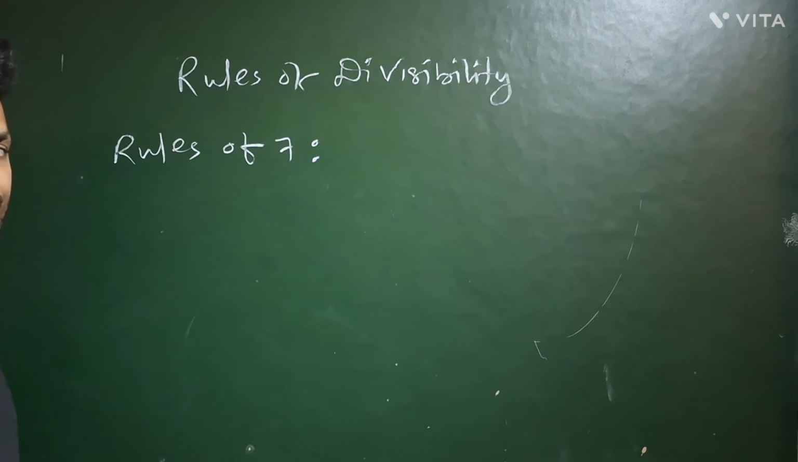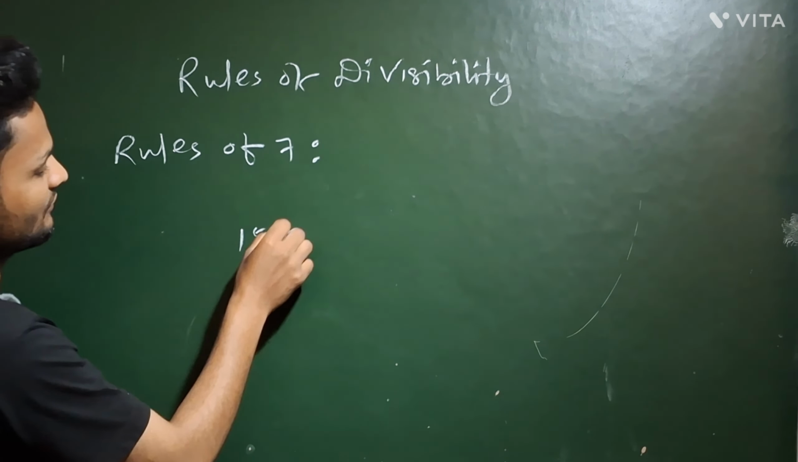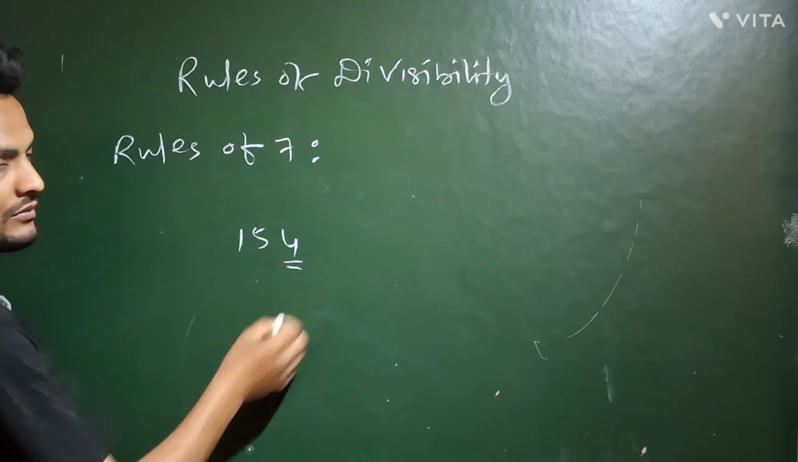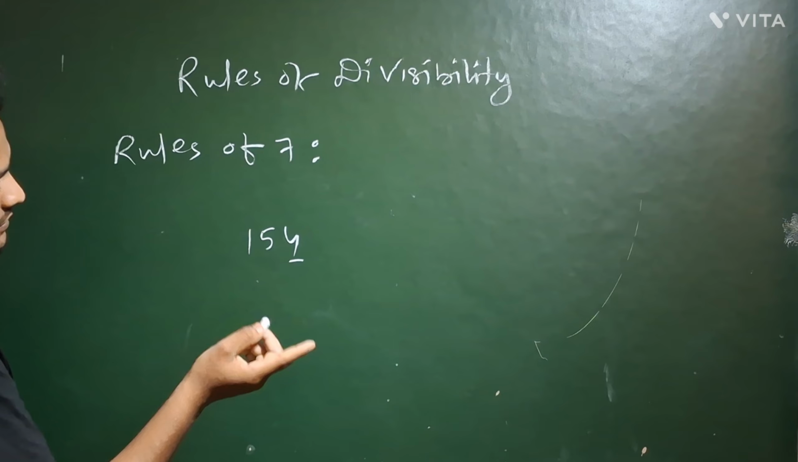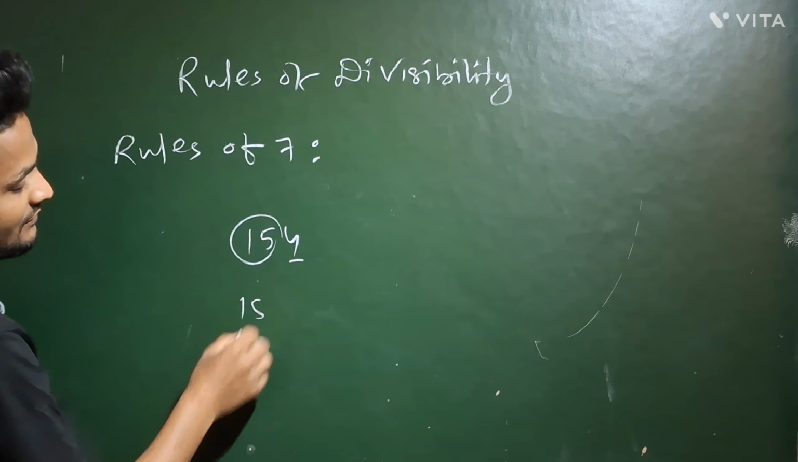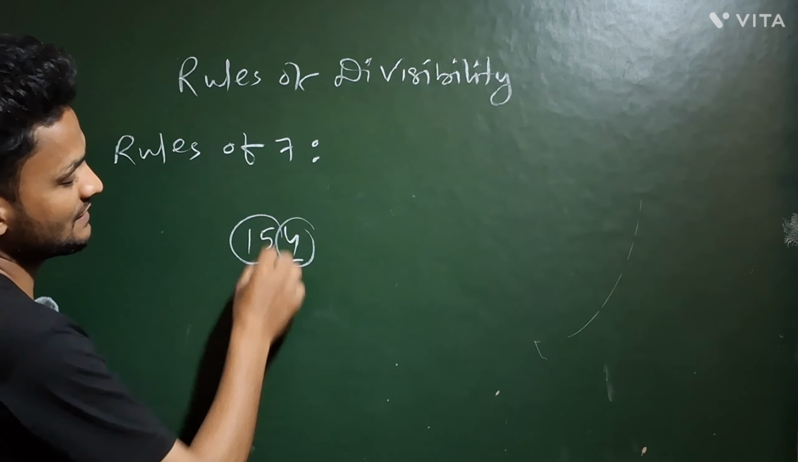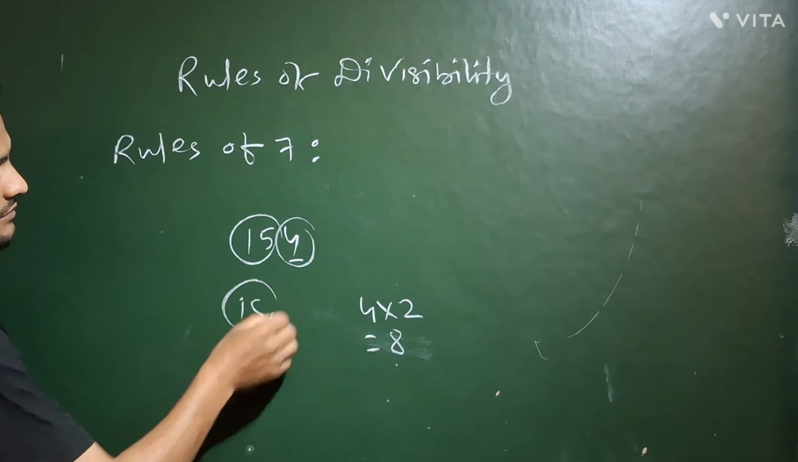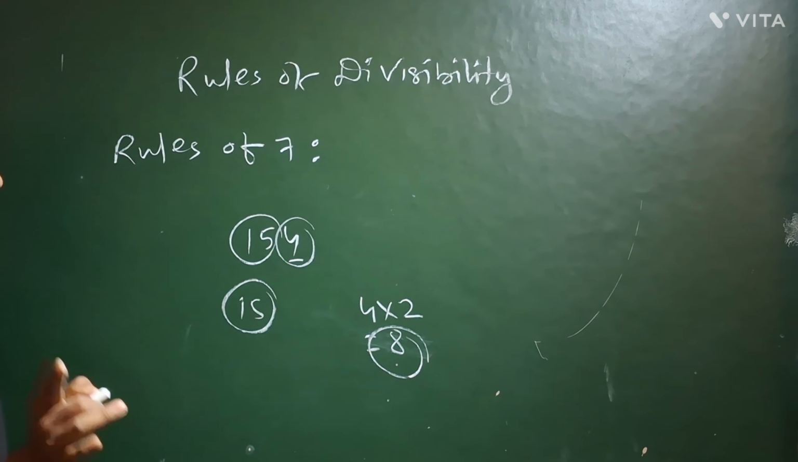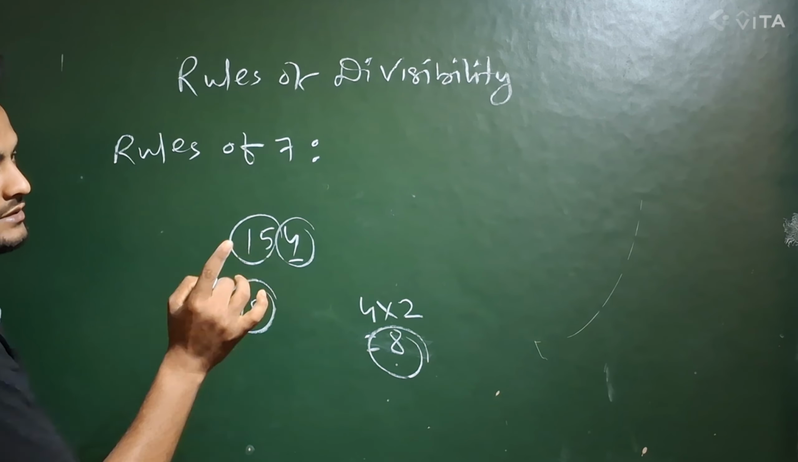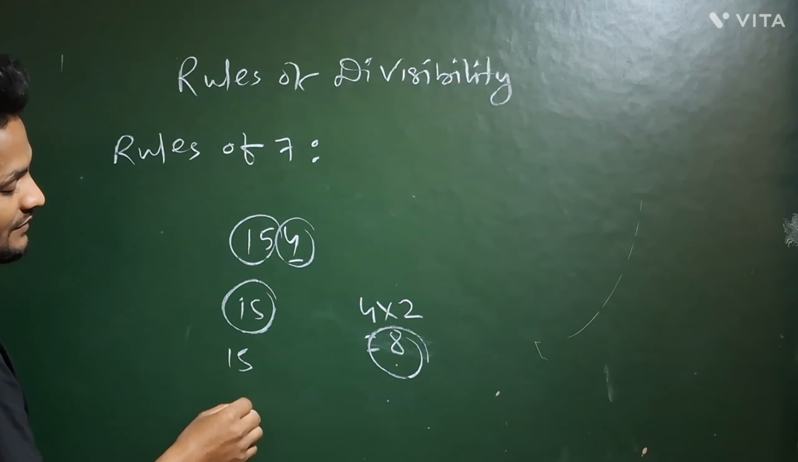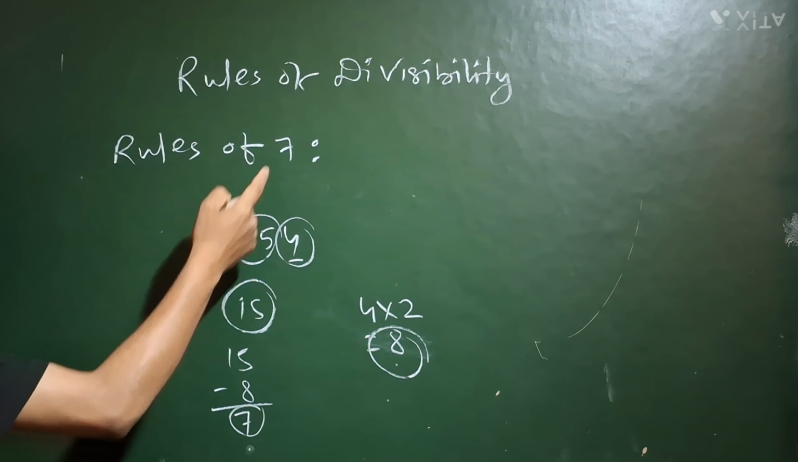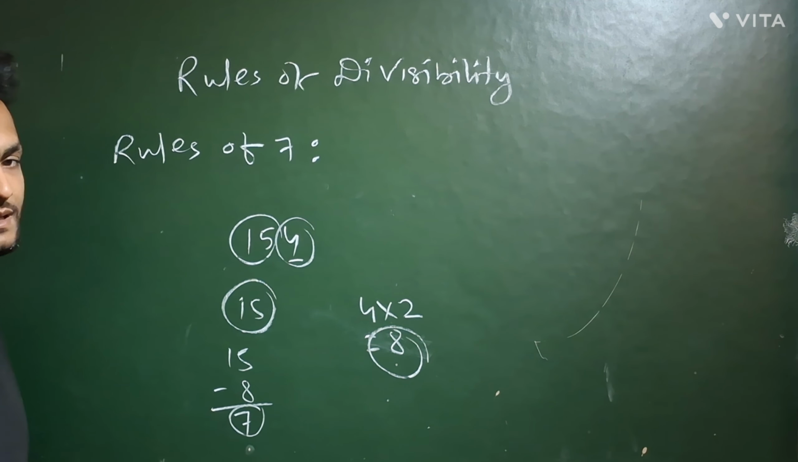Okay, let's take one more example. 154. In this number the last digit is 4, and excluding this last digit, we make the number 15, and twice this last digit is 8. If the difference of this number and this number is divisible by 7, then this number will be divisible by 7. Okay, 15 minus 8 is equal to 7, and 7 is divisible by 7. That is why this number is divisible by 7.